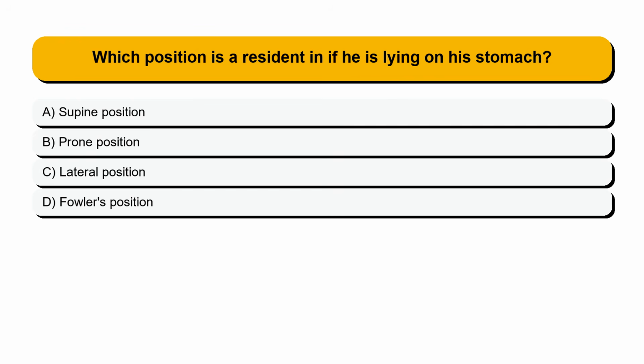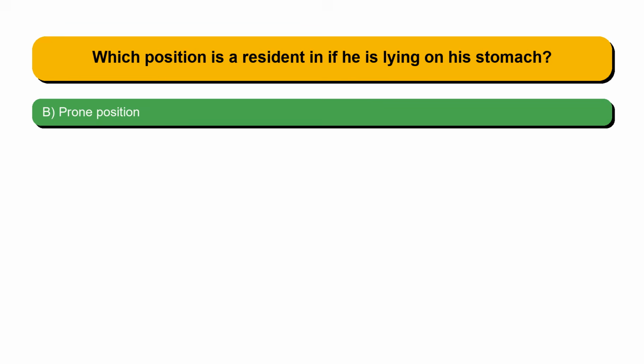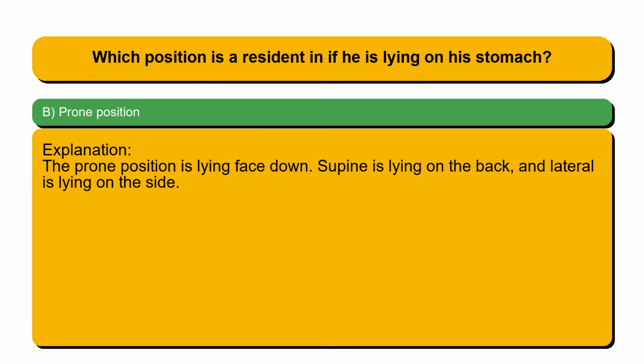Question 87. Which position is a resident in if he is lying on his stomach? Option A, supine position. Option B, prone position. Option C, lateral position. Option D, Fowler's position. The correct answer is option B, prone position. The prone position is lying face down, supine is lying on the back, and lateral is lying on the side.